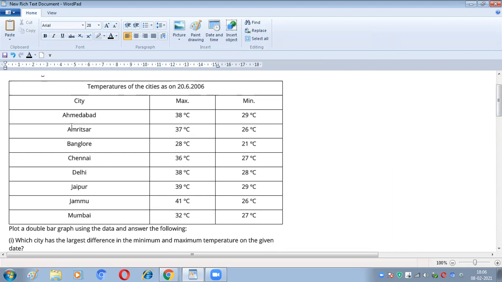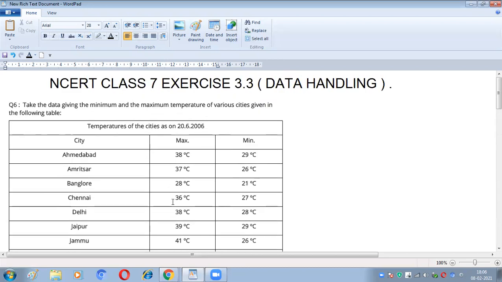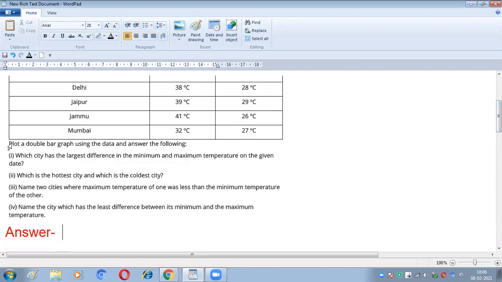So Ahmedabad, Amritsar, Bangalore, Chennai, Delhi, Jaipur, Jammu, and Mumbai are the cities. And this is the maximum temperature of the cities, and these are the minimum temperature of these cities. So here, plot a double bar graph using the data and answer the following.